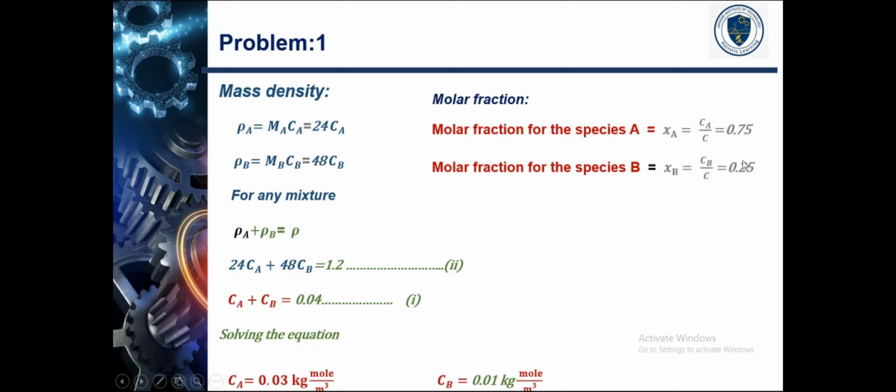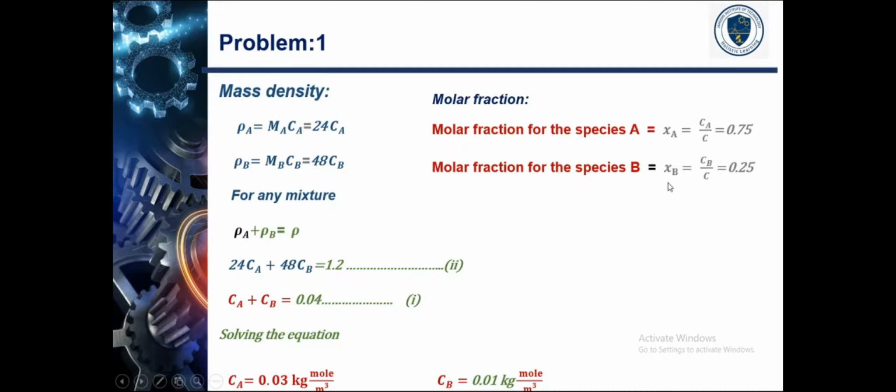So look at these answers. The summation rule is also validated here, that is Xa plus Xb for any system is equal to 1. So Xa is 0.75, Xb is 0.25. If you add these answers, it gives 1. If you get more than 1 or less than 1, definitely the answer is wrong.